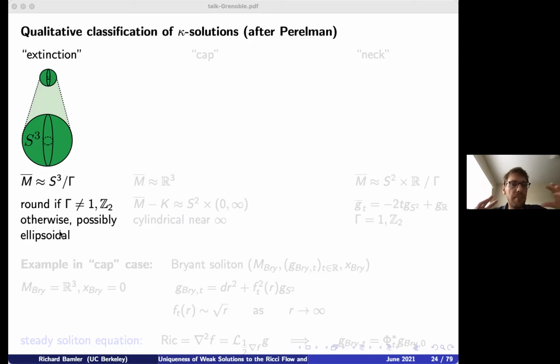There's another type of solution which could also look kind of like an ellipsoid, and this could occur if gamma is equal to 1 or Z2. So it's an ellipsoid or it's a Z2 quotient of that. That would be another possible kappa solution.